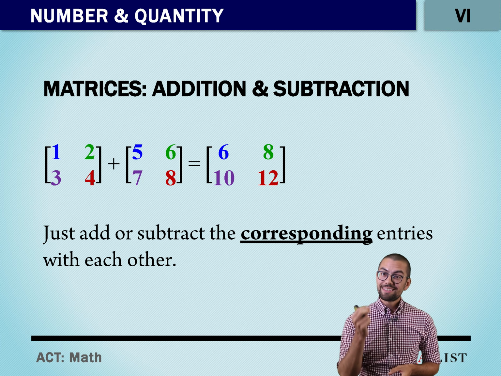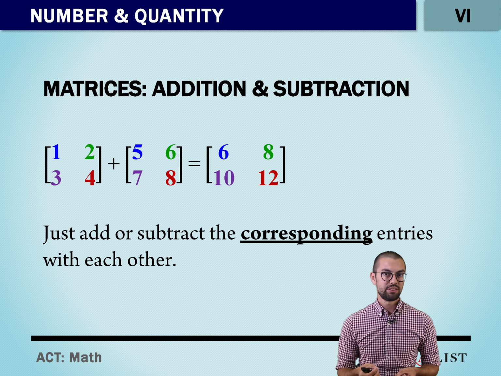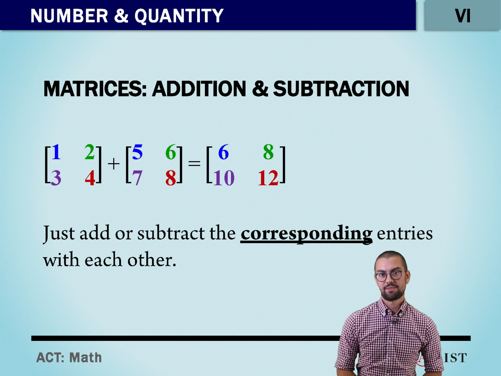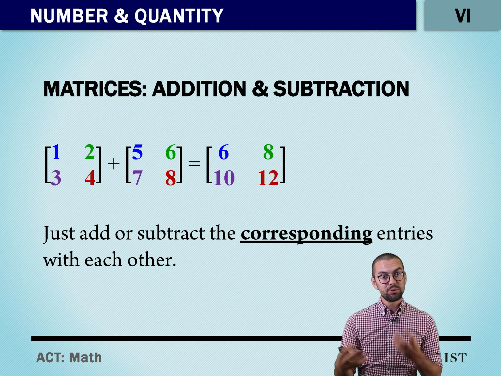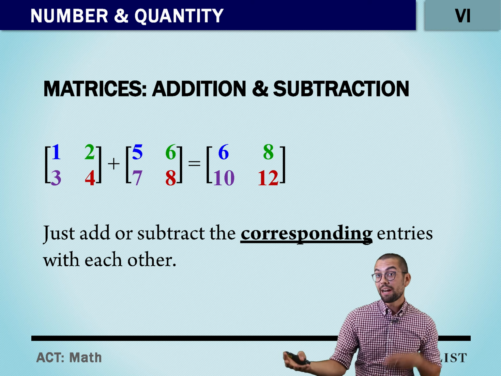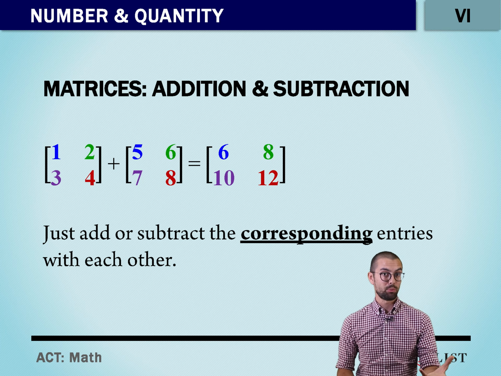Notice that the size of our result is the same as the size of the beginning matrices, and the 2 matrices we added had to be the same size. Again, we're adding corresponding entries. So the 2 matrices we're adding will always have to have the same dimensions. We can add a 2 by 2 to a 2 by 2, but I can't add a 2 by 2 to a 3 by 3.